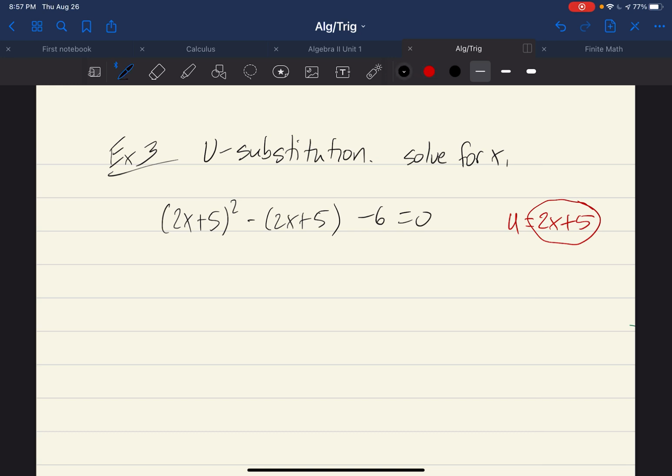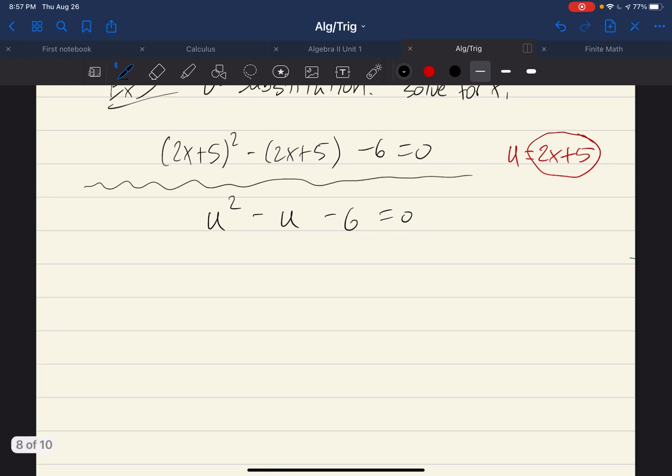So instead of the 2x plus 5, we put in u, and that's squared, minus u minus 6 is equal to 0. And that looks a whole lot easier to solve, doesn't it, versus the other one. So you just kind of ignore this part up right here, and you just solve the u equation now, and then we'll go back in and figure out what x should be. So this does factor. How about 3 and 2? Negative 3, positive 2. That should work.